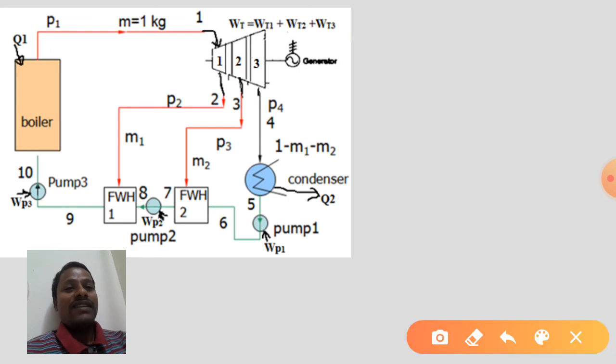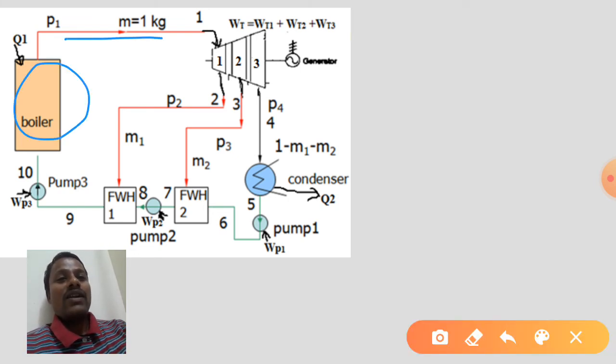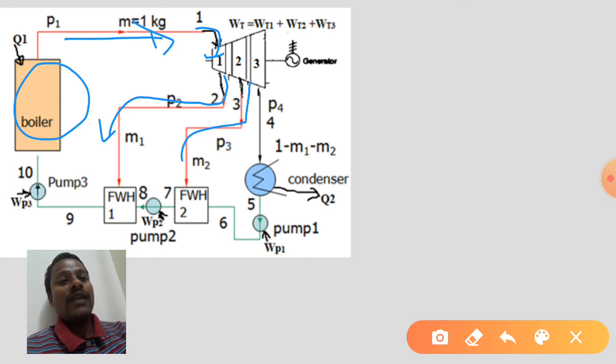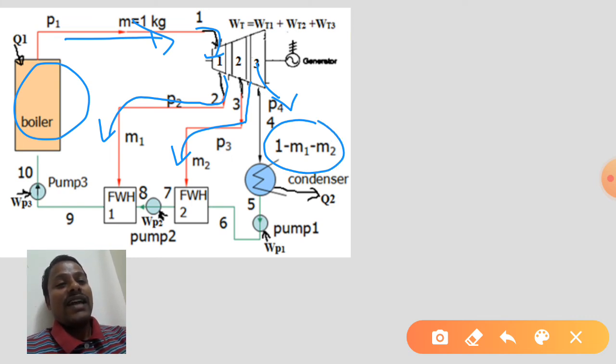Here we have a boiler, and 1 kg of steam is taken out of the boiler and enters stage 1 of the steam turbine. From 1 to 2 it undergoes expansion. At 2 I am taking m1 kg of steam at pressure P2. Then from 2 to 3 it undergoes expansion. At point 3 again I am drawing m2 kg of steam for another feed water heater. From 3 to 4 it undergoes expansion in stage 3. The remaining steam, 1 minus m1 minus m2, flows into the condenser.